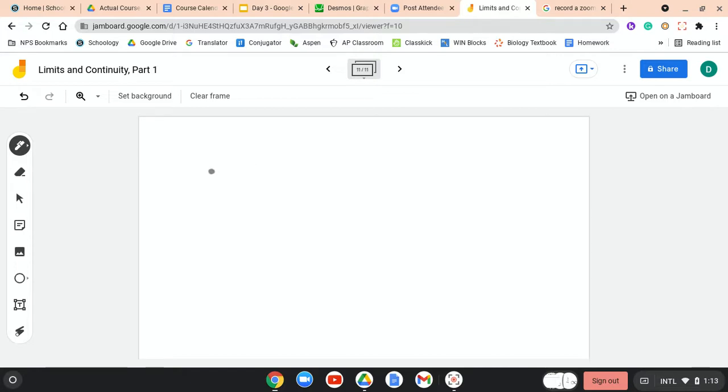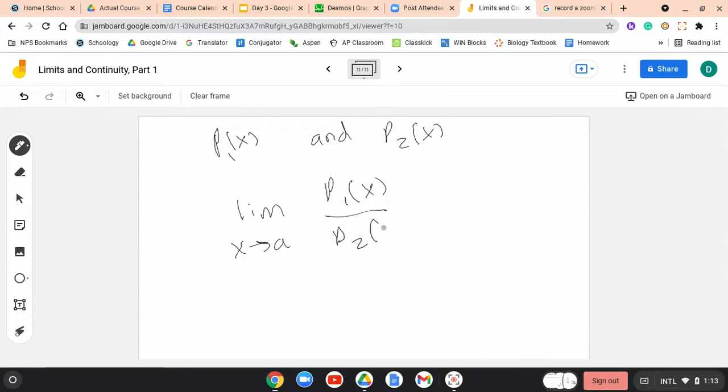Let's say I had two functions, p1 of x and p2 of x, and I wanted to find the limit as x approaches some input of their ratio, p1 of x over p2 of x. We would do the following thing. Well, we know that if we want to calculate the value that a polynomial is approaching, we just evaluate the value of that polynomial at a certain input.